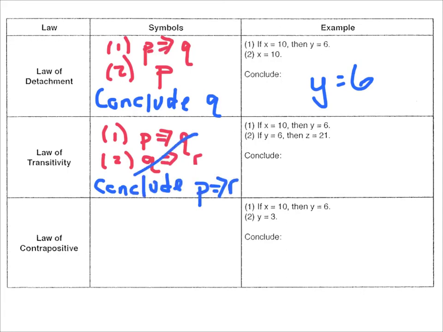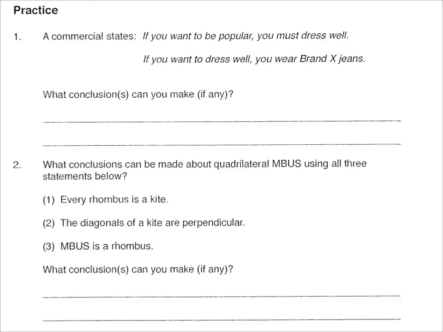Okay? So look at our example. If x equals 10, then y equals 6. If y equals 6, then z equals 21. What do we cross out? The y. The y equals 6, and you conclude what's left. If x equals 10, then z equals 21. Okay? The law of detachment.